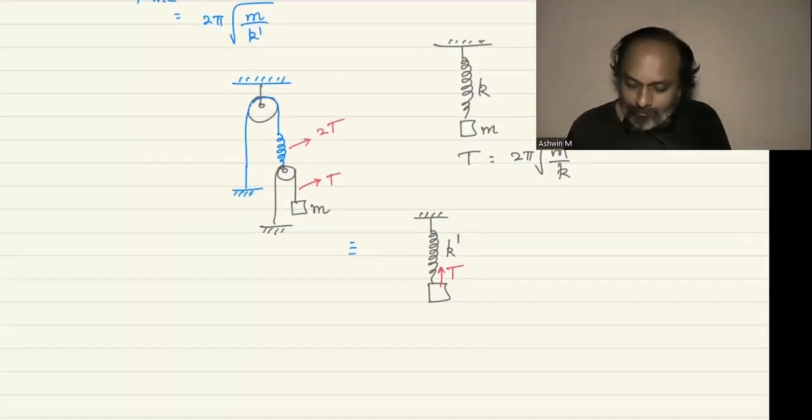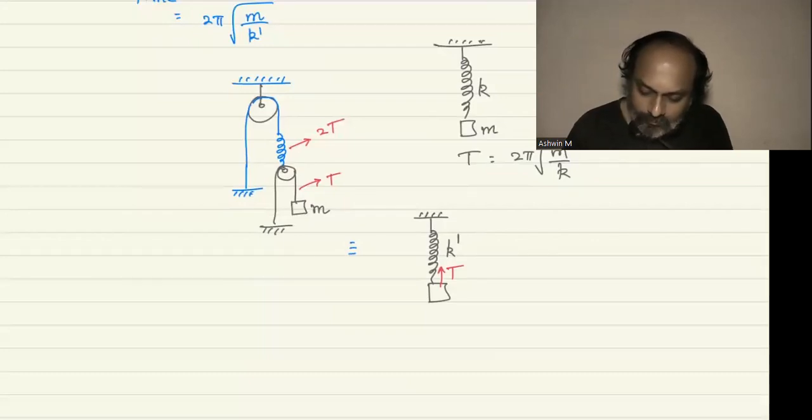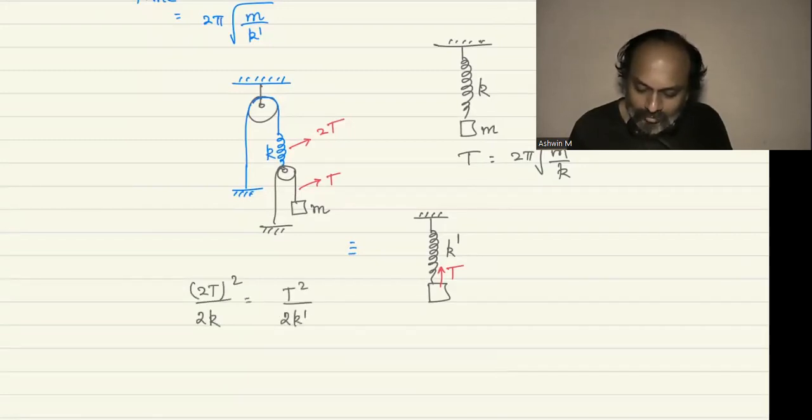And we can now write the energy stored in the spring which was there. I'll call the spring constant k for the original spring. So we can write (2T) the whole square divided by 2 times k. This will be equal to T square divided by 2k dash.